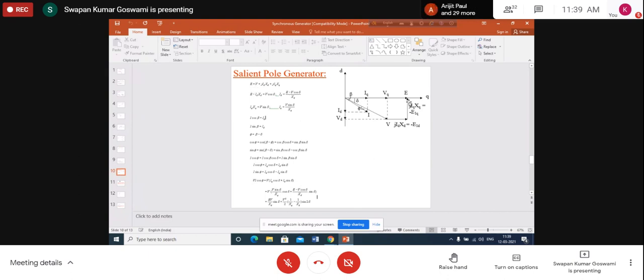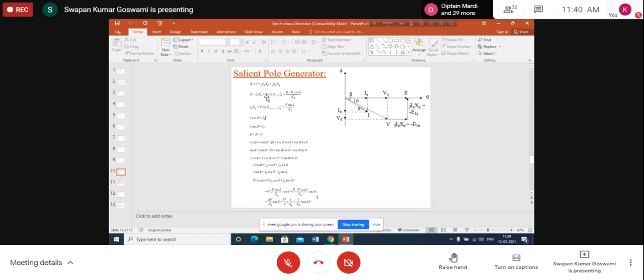This E is equal to, we can write, it is V. These are all phasors. E is phasor, V is also phasor. So E equal to V plus J IDXD plus J IQXQ. So V plus J IDXD plus J IQXQ is E. This is what we can write.